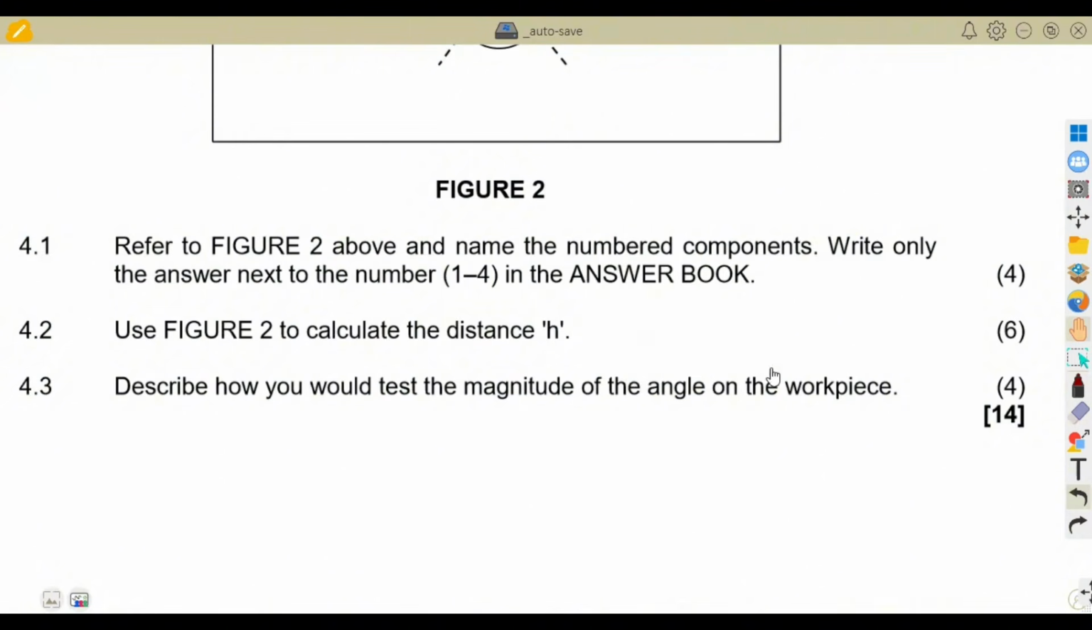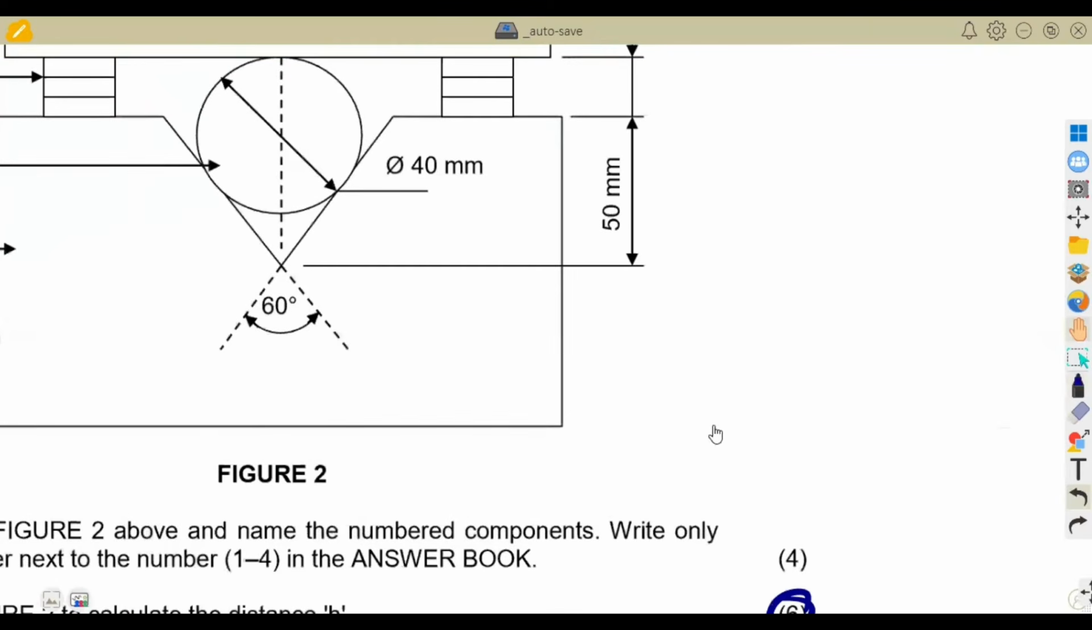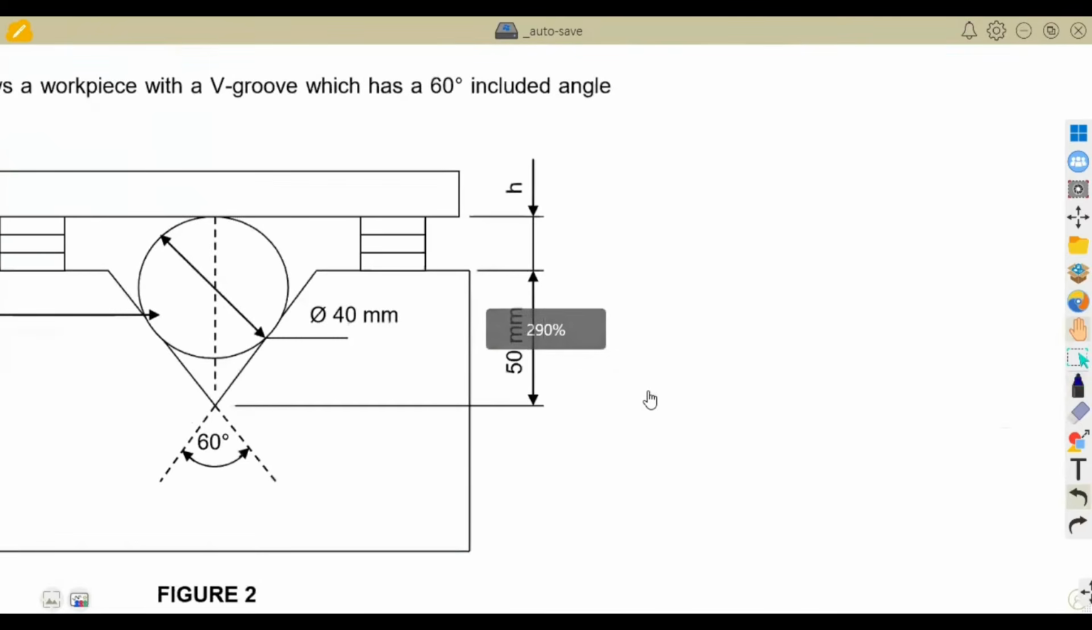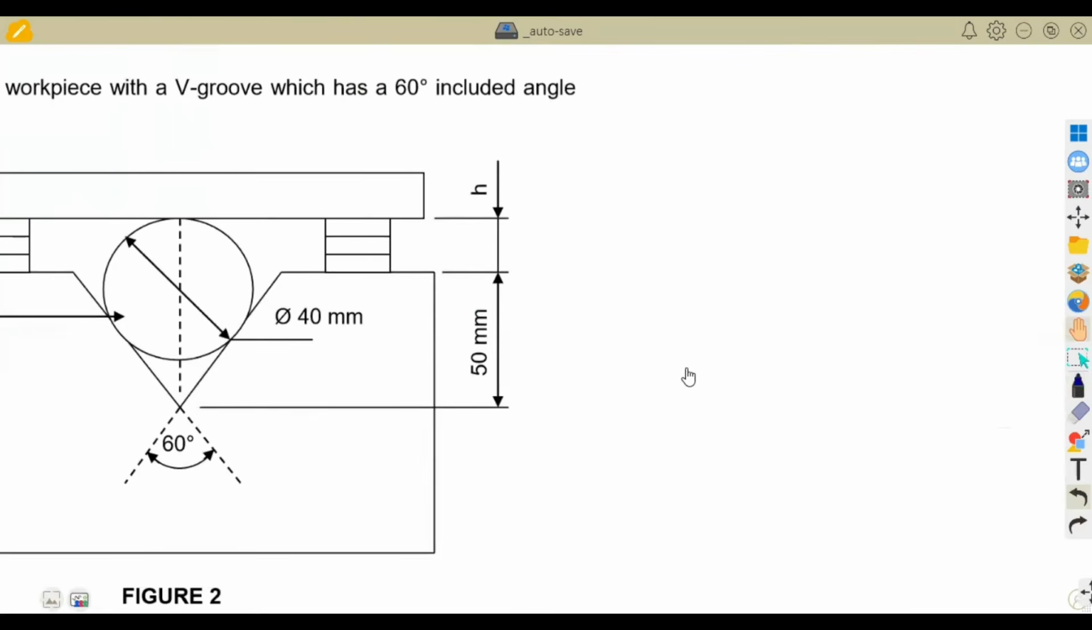Use fig 2 to calculate the distance h. All right. There we have got 6 marks. Use fig 2 to calculate the distance h. All right, let us take a closer look at our diagram here. Already they did some constructions here. H, this is our H here. This is where our H is. They're indicating here in between. So this is our H.